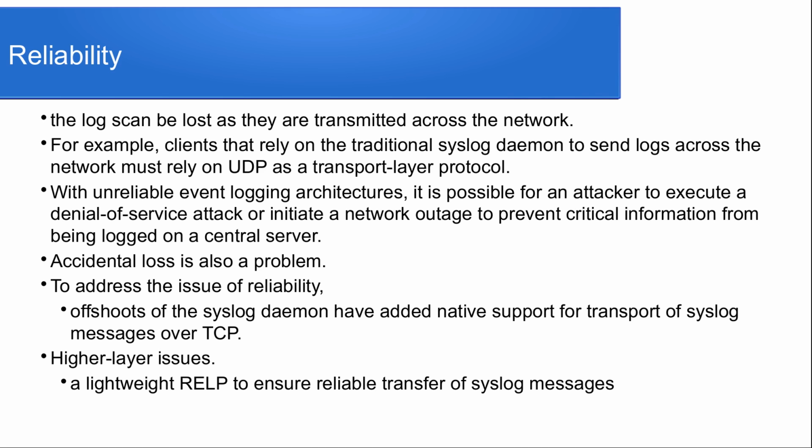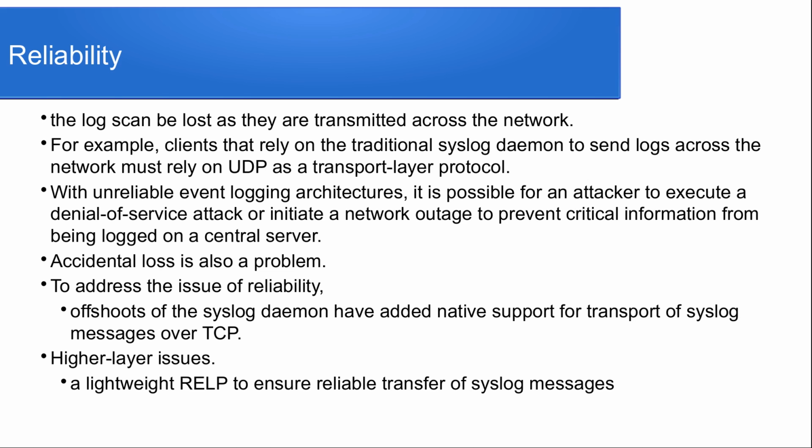UDP datagrams are also commonly dropped when the receiving application is overloaded due to a high volume of traffic. For forensic investigators, reliability of event log communication is an important issue. With unreliable event logging architectures, it's possible for an attacker to execute a denial of service attack or initiate a network outage in order to prevent critical information from being logged on a central server. And accidental loss is also a problem.